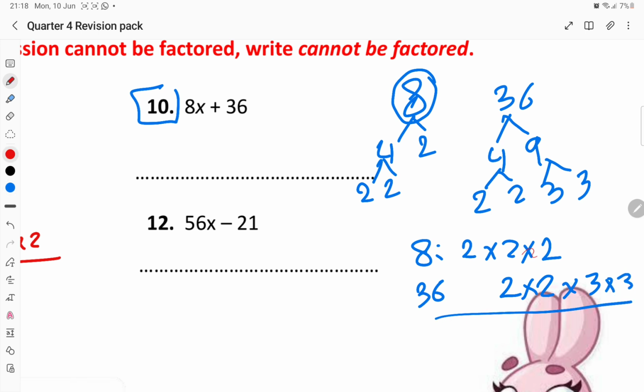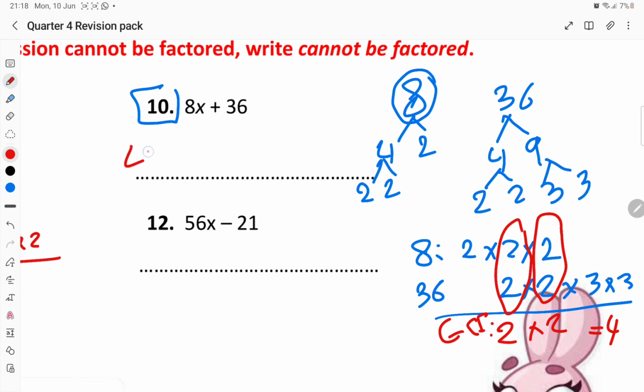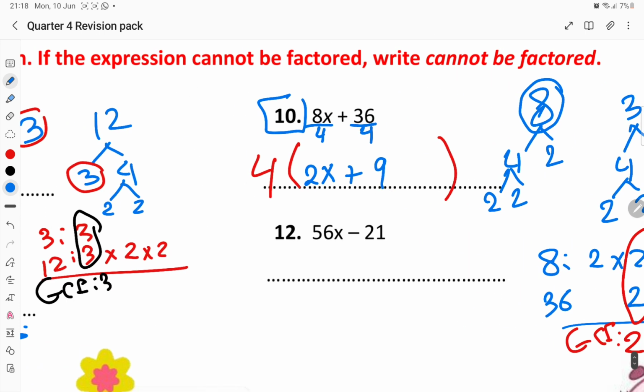What are the common factors now? I have the 2. I have the 2. So 2 times 2. This is the GCF, which is 4. 2 times 2 is 4. So now the common factor is 4. No letters in common, so we just keep the 4. And the 4 that you get, the common factor that you got, divide each term by it. 8x divided by 4 is 2x. Plus 36 divided by 4 is 9. So the answer now is 4 bracket 2x plus 9.